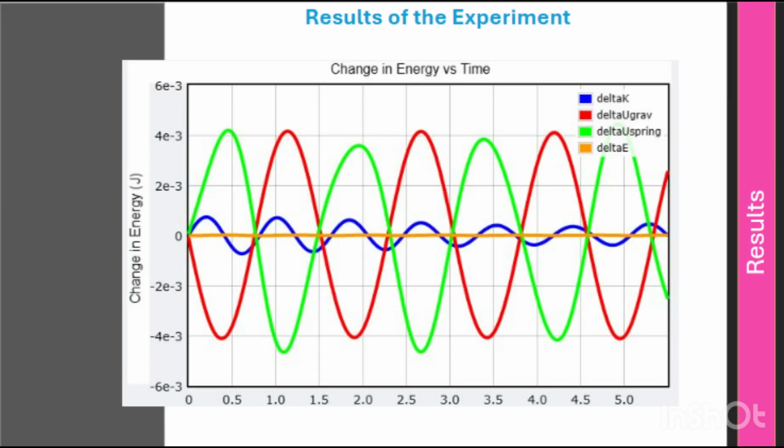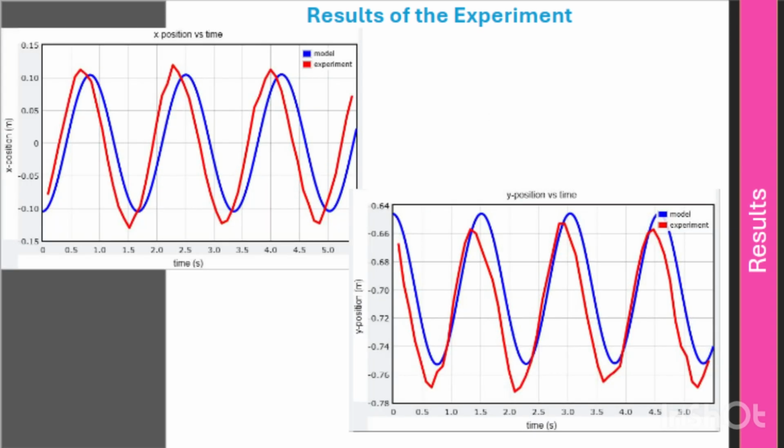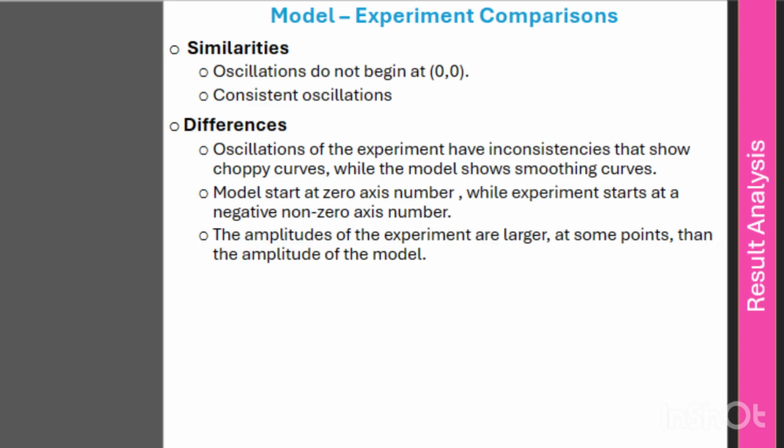Here are my results. The result of my experiment yielded that the change in total energy was 0, indicated by the orange line. These graphs compare the x and y positions of my experiment and the model, and as you can tell, they are quite similar. Comparing my experiment to the model, both do not begin at the origin. Similarly, both show consistent oscillations throughout the graph. The most important difference is that the amplitudes of the model and experiment do not match in most places.